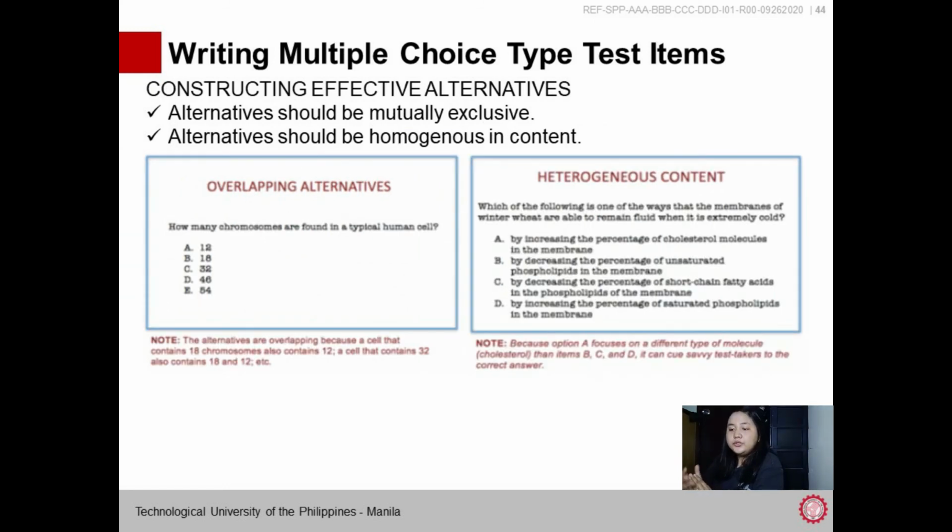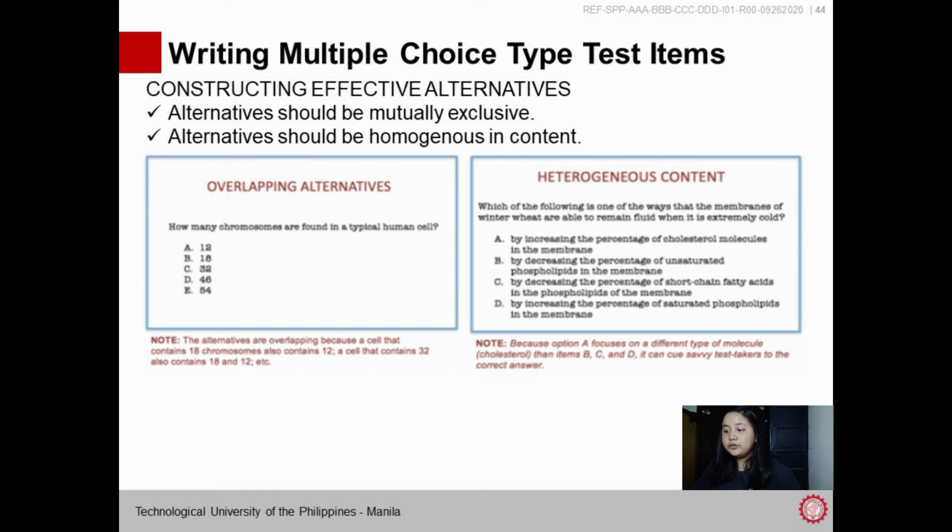So, alternatives should be mutually exclusive. Alternatives with overlapping content may be considered trick items by test takers. So, ito yung example nito, overlapping alternatives. How many chromosomes are found in a typical human cell? A, 12; B, 18; C, 32; D, 46; E, 54. So, the alternatives are overlapping because a cell that contains 18 chromosomes also contains 12.